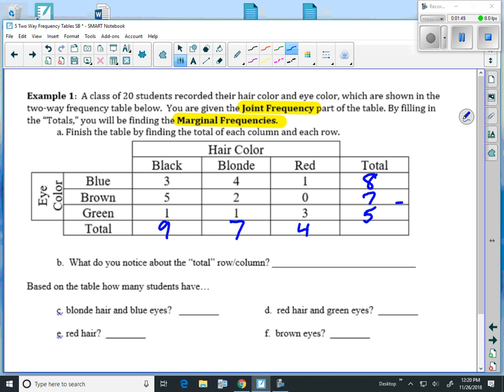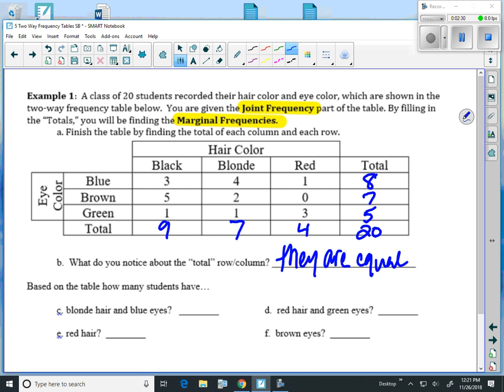Here's what's cool about a frequency table: you can check your answers. If I do 9 plus 7, I get 16. Plus 4, 20. So technically this total should be 20, but you have to check it the other way as well and make sure you get 20. If you don't, you did something wrong. So 8 and 7 and 5, yep, that's 20. Both of those should total up to 20 both ways. What do you notice about the total row and column? They are equal, and that will always happen.